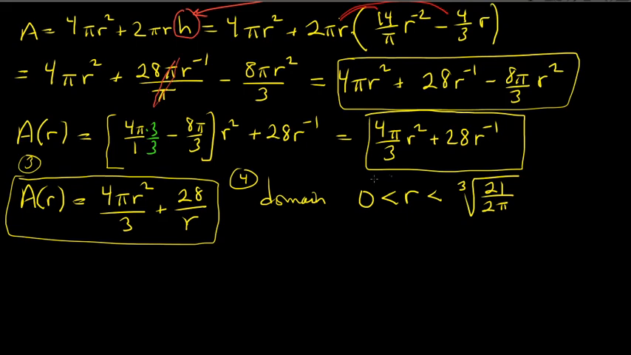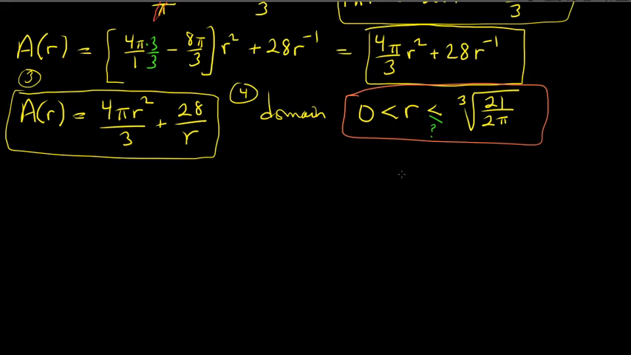Okay, so that's the domain. Again, is that going to matter here? Probably not, because these are not equal. And if they're not equal, then we know r can't be 0, but maybe this can be equal to the cube root of 21 over 2 pi. Question mark, maybe that can be equal. Okay, so that will come up later.